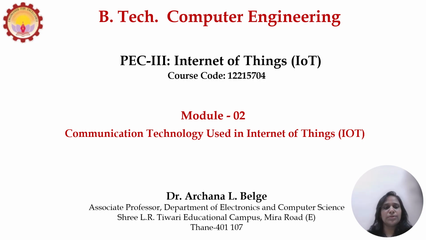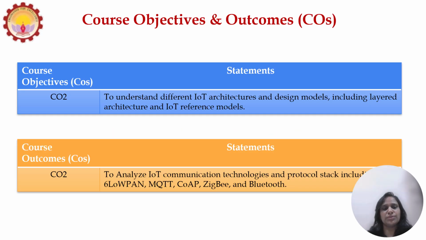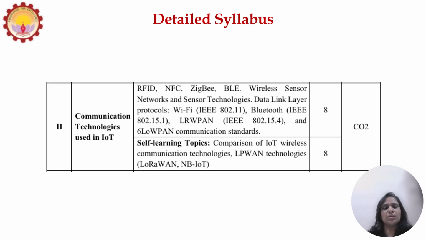Hello students. Now we are going to discuss the communication technology used in Internet of Things. The course objective and outcome for this module is to understand the different IoT architectures and design models, including the layer architecture and its reference model. Whereas the outcome for this module is to analyze the IoT communication technologies and protocols like 6LoWPAN, MQTT, CoAP, Zigbee and Bluetooth. So these are the contents of this module.